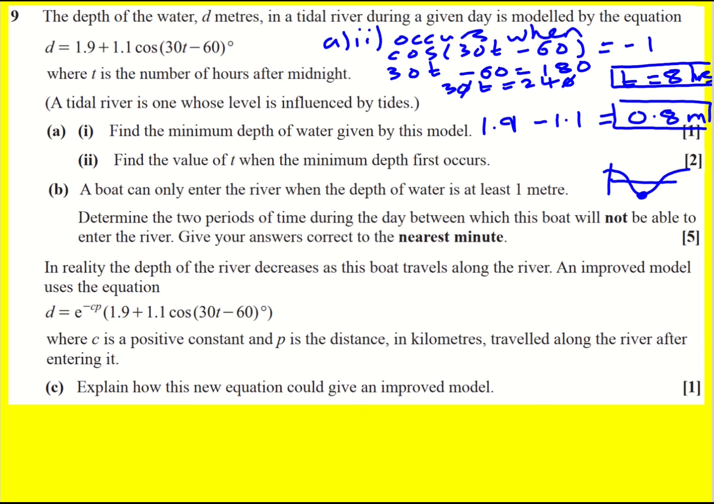Now, a boat can only enter the river when the depth of the water is at least 1 meter. Determine the 2 periods of time during the day between which this boat will not be able to enter the river. The period where it's lower than 1 meter. Give your answers correct to the nearest minute. So to deal with this, I'm going to find out the times when it's exactly 1 meter. I think it's best to create an equation rather than an inequality, but I might bring the inequality in a bit later on.